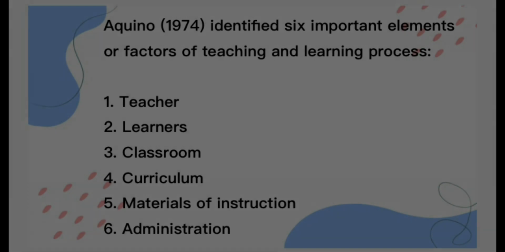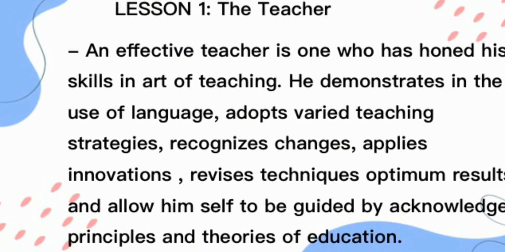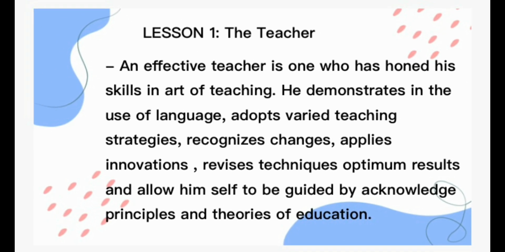Aquino, 1974, identified the six important elements or factors of the teaching and learning process, such as teacher, learner, classroom, curriculum, materials of instruction, and administration. Number 1 is the teacher. An effective teacher is one who has honed his skills in the art of teaching. He demonstrates skill in the use of language, adapts varied teaching strategies, recognizes changes, applies innovations, revises techniques for optimum results, and allows himself to be guided by acknowledged principles and theories of education.